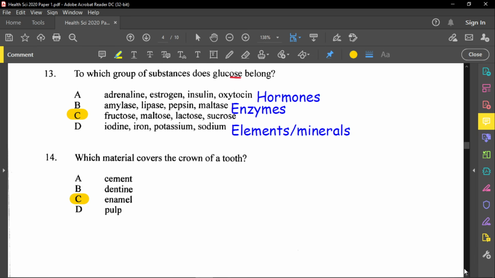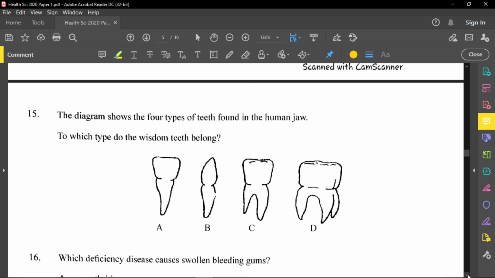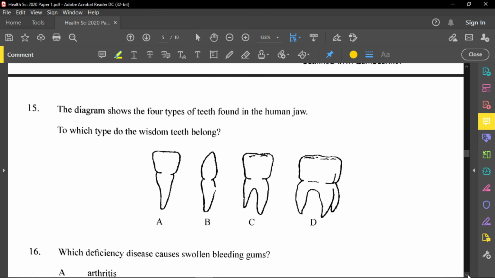All right, let's jump on to question number 15. A diagram shows the 4 types of teeth found in the human jaw, and it asks to which type the wisdom teeth belong. The wisdom teeth are among the last set of teeth to come out, and they belong to the group called the molar. Let me quickly label these teeth for you. The first one, A, is the incisor.